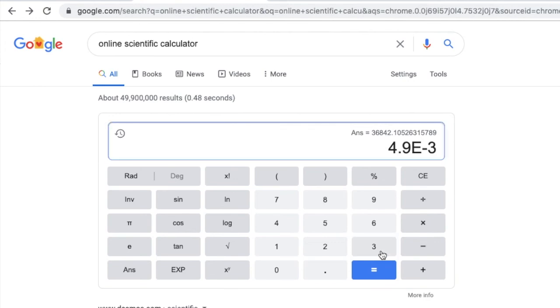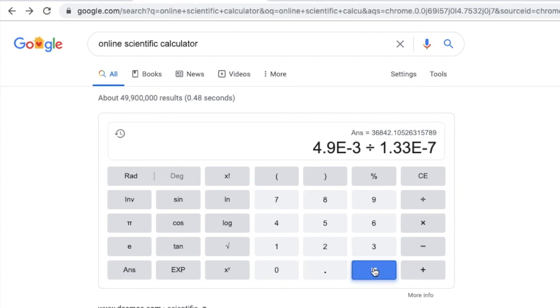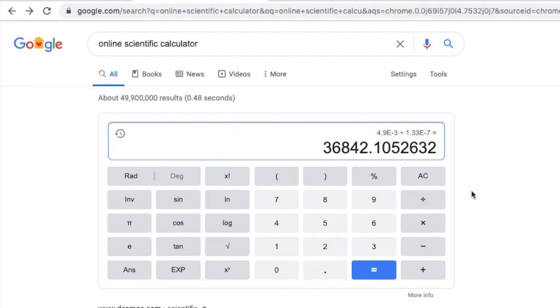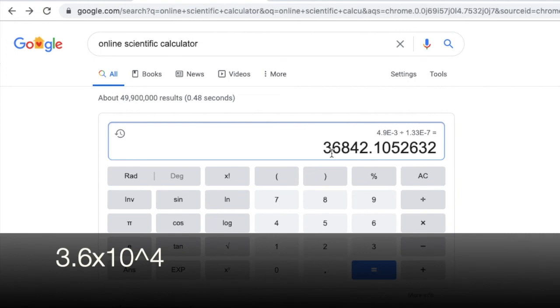And this time I'm dividing, I'm not multiplying. I see that by that slash, so I'm going to go divided by 1.33 times 10 to the power of negative 7. Check that it looks like what I have written on my piece of paper. I go ahead and hit equal, and Google gives me an answer that's not necessarily in scientific notation. It says 36,842. What you're going to want to do is convert that to scientific notation. You move your decimal place over, go 1, 2, 3, 4 places, and you get 3.6 times 10 to the 4 for your scientific notation answer.